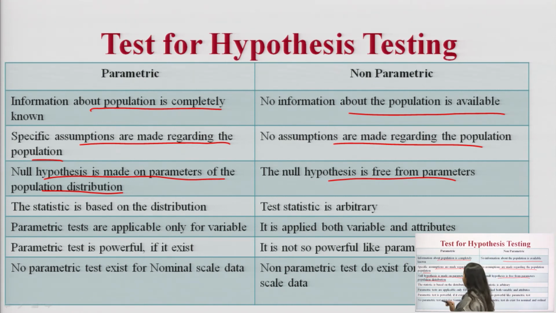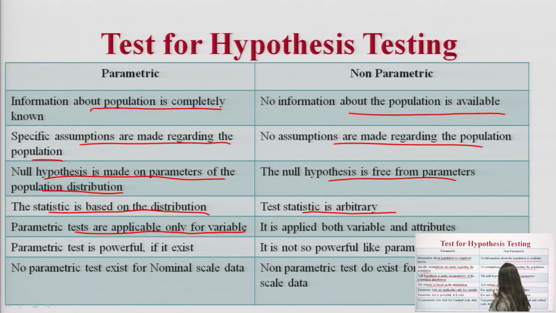In the parametric test, the statistics are based on the distribution, meaning the normal distribution, but in the non-parametric test, it is arbitrary, meaning they are not based on a distribution curve. Also, parametric tests are applicable only for variables, while non-parametric tests are available for variables and also the attributes of our sample.